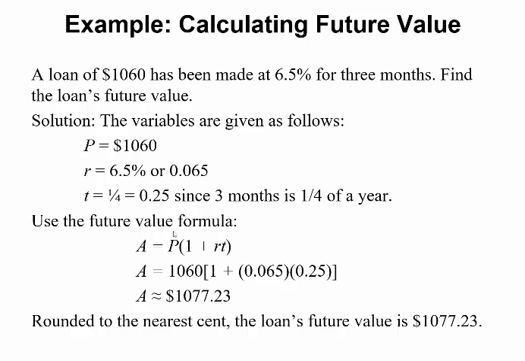So the future value of the loan is equal to the principal times 1 plus the rate times the time. The future value, or how much you have to pay on the loan, is equal to the principal times 1 plus 0.065 times 0.25. Add these together, then add it to 1 and multiply in your calculator, and we're always going to round to the nearest cent. So rounded to the nearest cent, the loan's future value is $1,077.23.